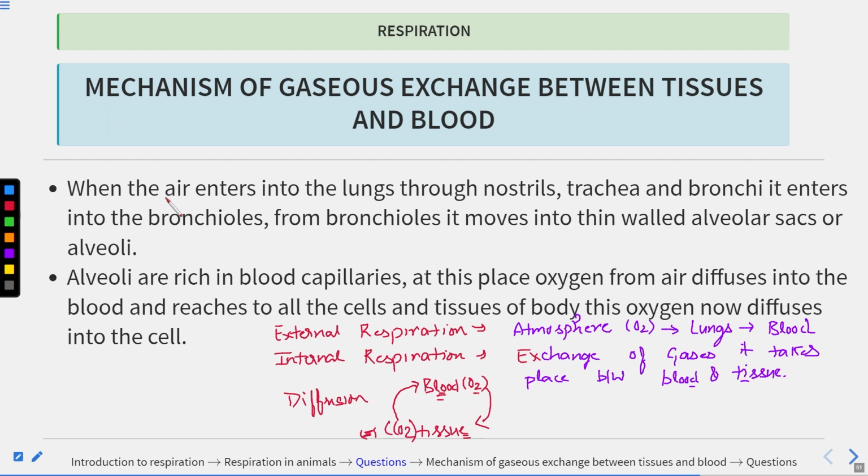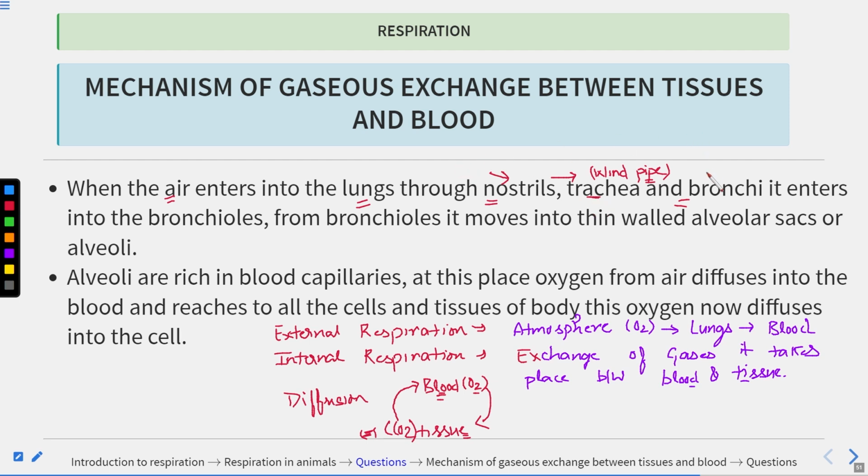Now the air enters into the lungs through the nostrils, trachea and the bronchi. When we were studying the respiratory system of humans, we studied that the air from the atmosphere, which is rich in oxygen, enters through the nostrils, and from the nostrils it enters into the trachea, which is also known as the windpipe. It also consists of cartilaginous rings that help prevent the collapse of the trachea.